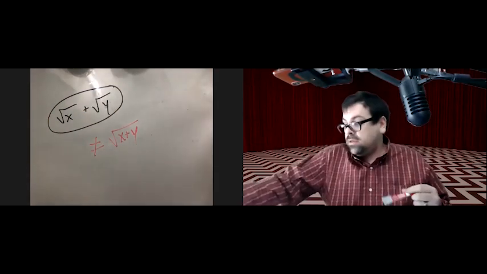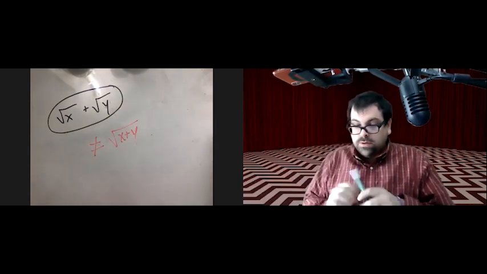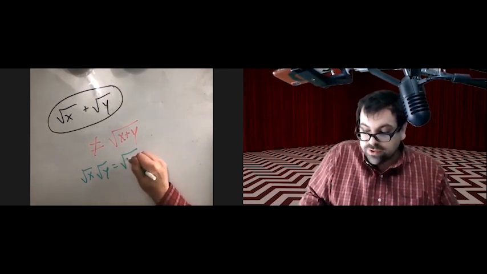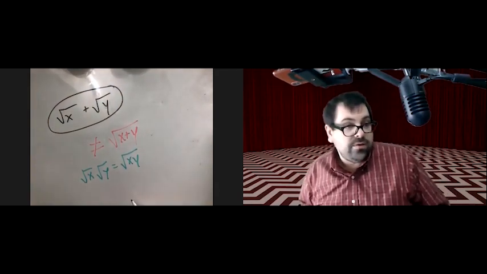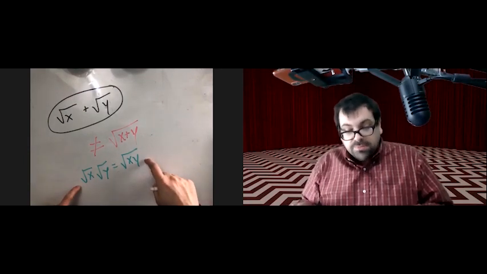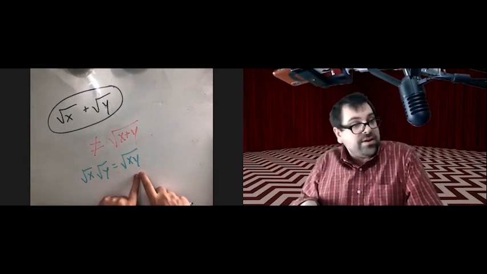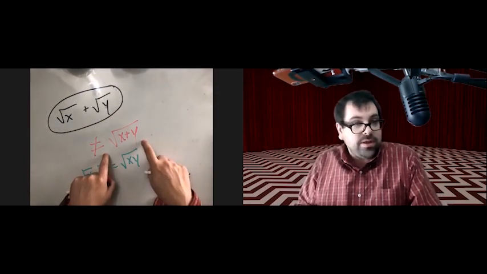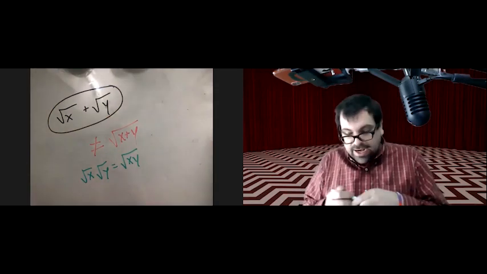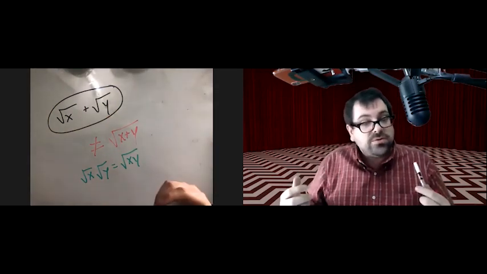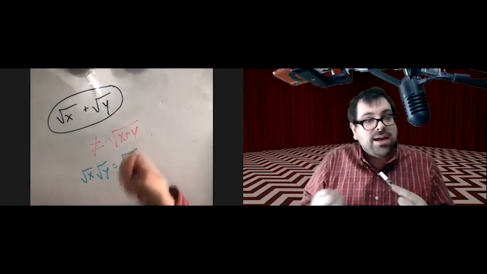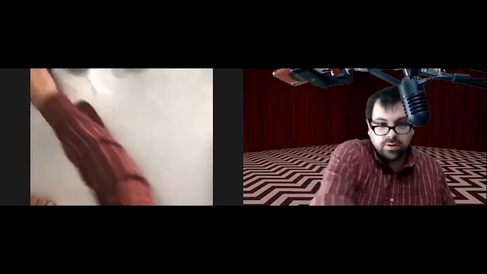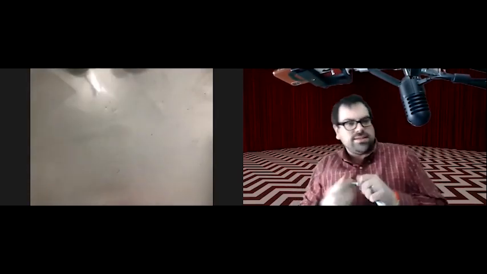Radical x times radical y equals radical xy, though. For multiplying, we are allowed to combine them. For adding, we cannot combine them. The only way we can combine when we're adding is if we have like radicals, and even then it doesn't combine underneath. What do I mean it doesn't combine underneath?